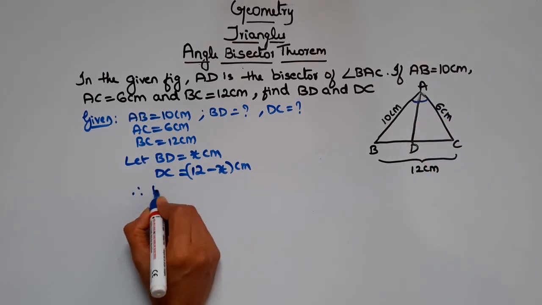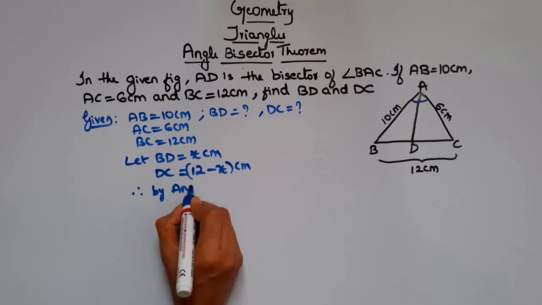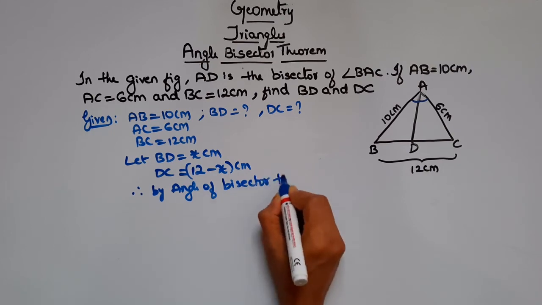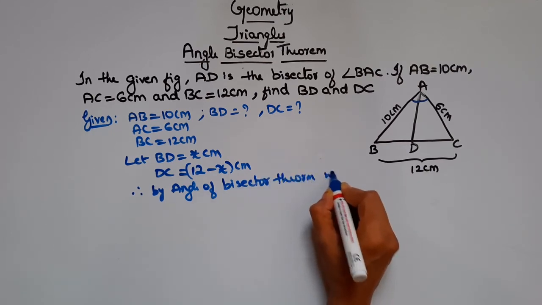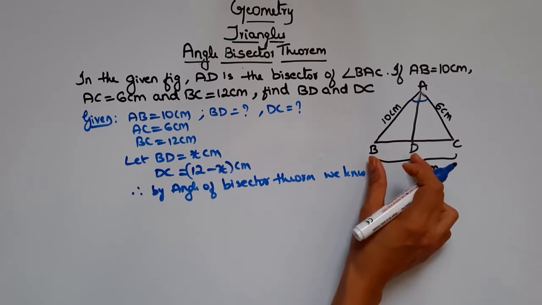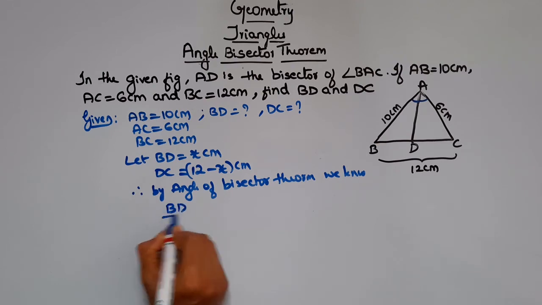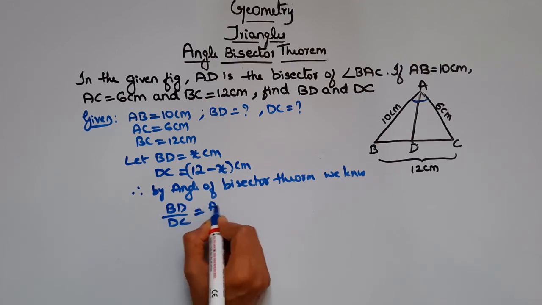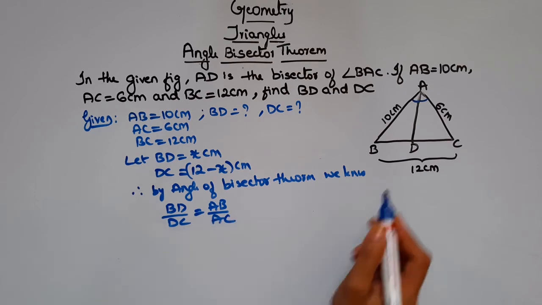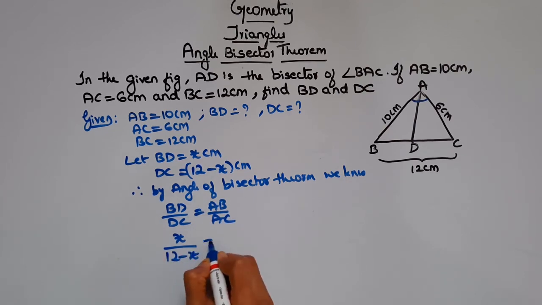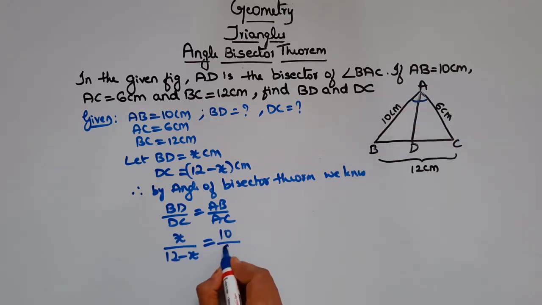So they have said AD is a bisector of angle A. So therefore by angle bisector theorem we know BD by DC is equal to AB by AC. So, here BD is x, DC is 12 minus x, is equal to AB we know 10, by AC here is 6.